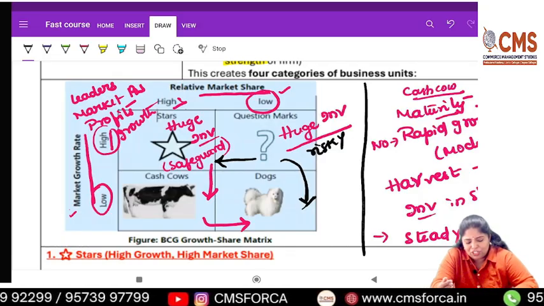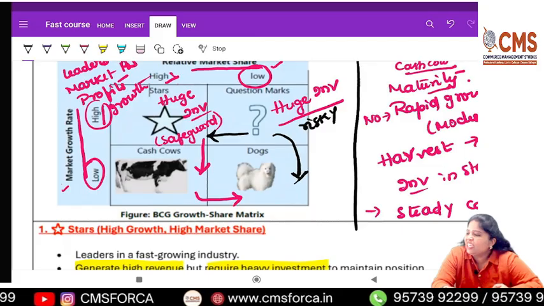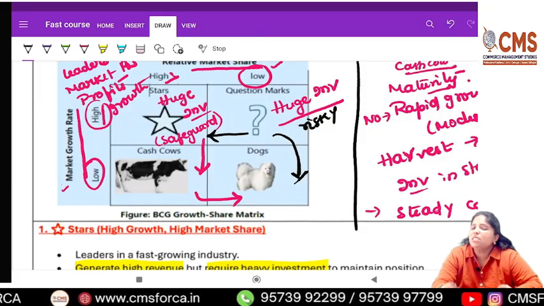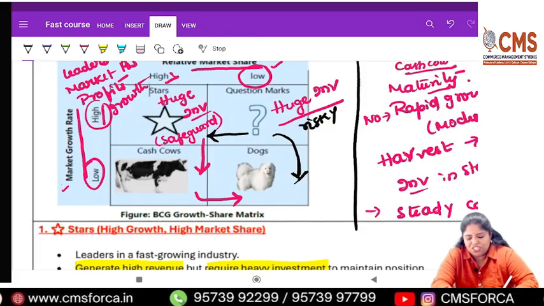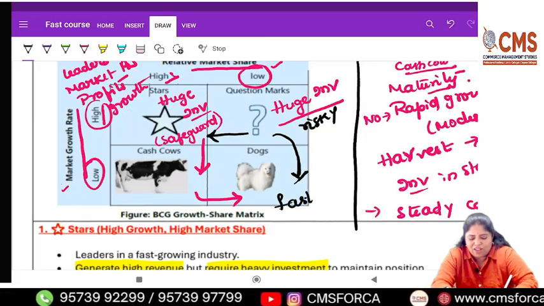Now, finally, we don't have to talk much about a dog category of business. The market share is low and market growth rate is low. This is the worst category. The option that is given is that dogs will definitely see a fast decline.